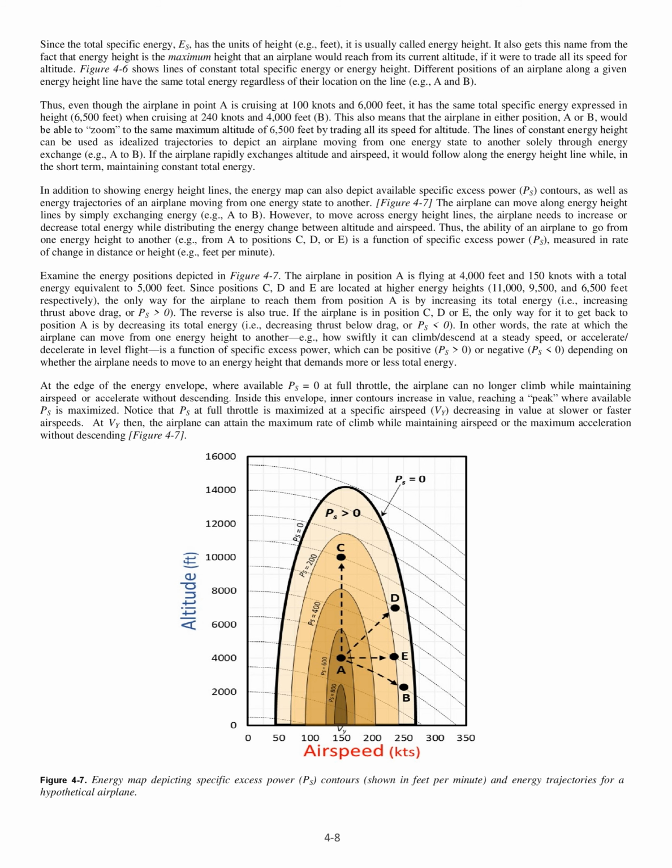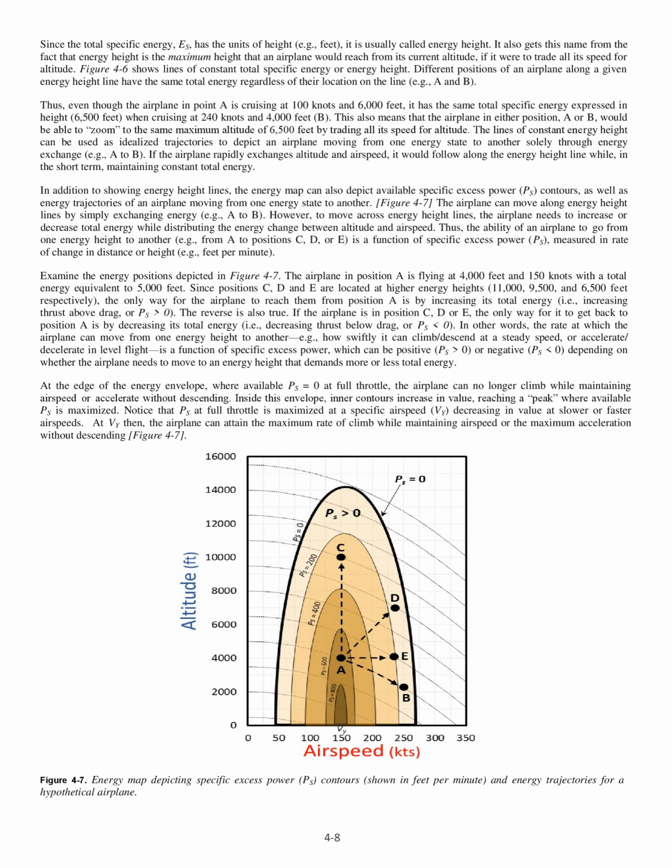The lines of constant energy height can be used as idealized trajectories to depict an airplane moving from one energy state to another solely through energy exchange, for example, A to B. If the airplane rapidly exchanges altitude and airspeed, it would follow along the energy height line while, in the short term, maintaining constant total energy. In addition to showing energy height lines, the energy map can also depict available specific excess power, PS, contours, as well as energy trajectories of an airplane moving from one energy state to another.